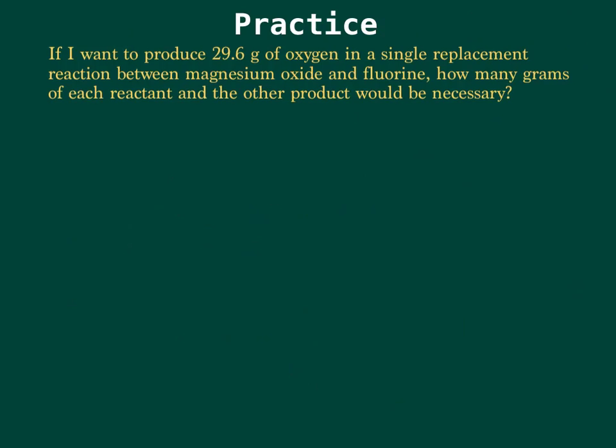Okay, now here's a practice problem where it's giving you grams, which is mass, of oxygen, and it's asking you to find how many grams of each reactant and the other product. It's actually 3 action lines, but these are mass-to-mass problems. So here's what you need to do. You need to pause this, and in order to get better at this, you need to write out the equation and then balance it. Go ahead and pause it now.